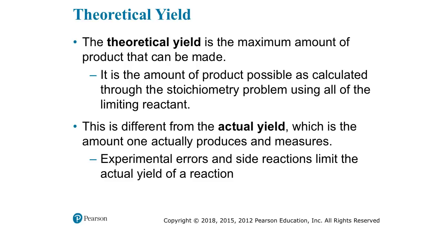But by definition, a yield can never go greater than 100% because we can never violate the law of conservation of mass. So we can never end up with more mass than what the masses of our reactants dictate.